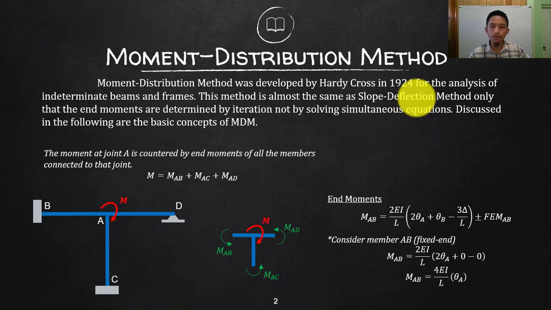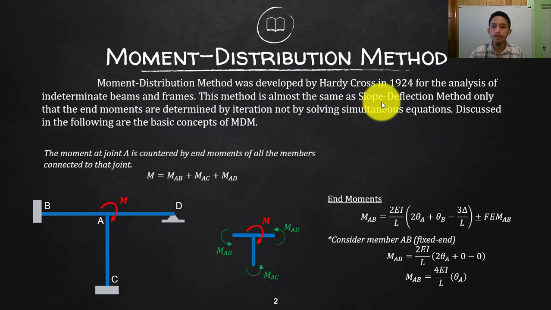So again, this is almost the same as slope deflection. And of course, this will only deal with beams and frames. There is no moment distribution on trusses. Why? If we say moment, we are talking about the moment on members. There is no moment on members of trusses, only axial forces. So therefore, this is just like slope deflection, only for beams and frames.